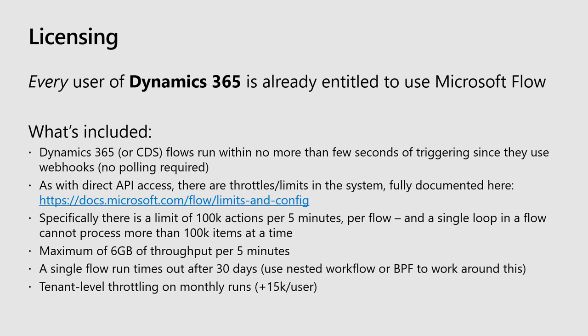And finally, there is also some tenant-level throttling in effect on the number of runs that can exist in a month. Basically, for every user that's in the tenant, you get 15,000 runs per user appended to that throttle, which means that if you have any large number of users, you're never going to run into this. If you have a very, very small number of users, you could potentially run into this throttle. And in that case, we do have a way to raise it by purchasing additional flow runs.